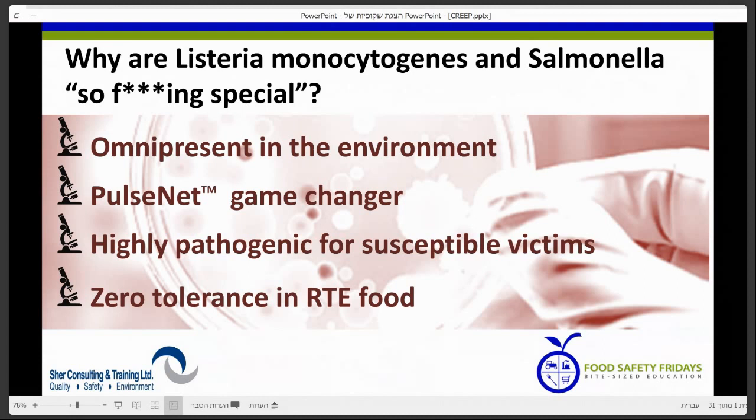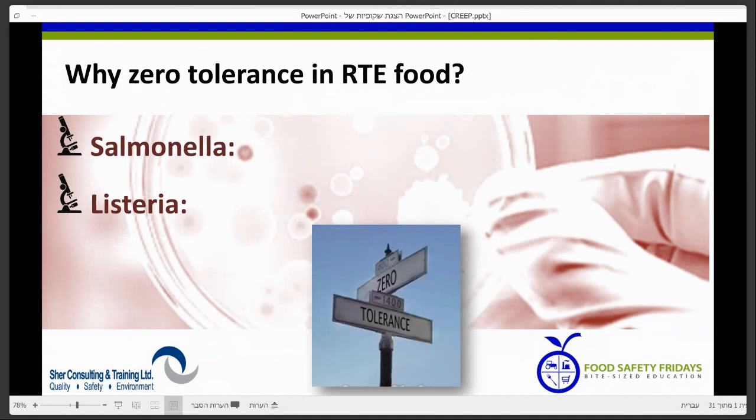And another special thing about these two bacteria, there's a zero tolerance for them in ready-to-eat food, meaning that in 25 grams and up, we expect to see no bacteria at all. Each one of these has a special reason for that. For Salmonella, the reason is that a very small infective dose is enough.